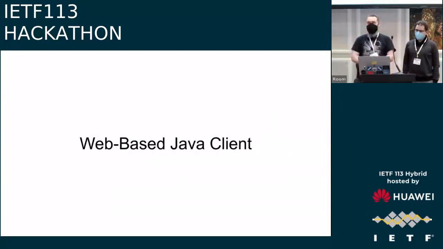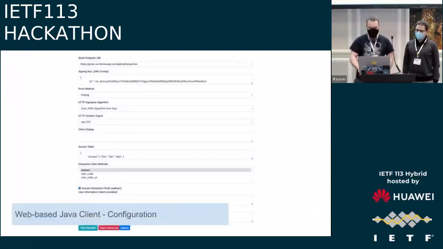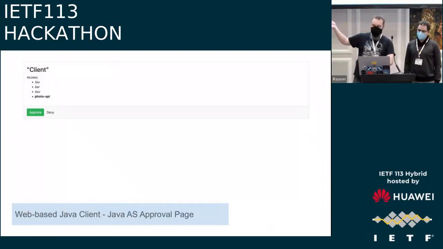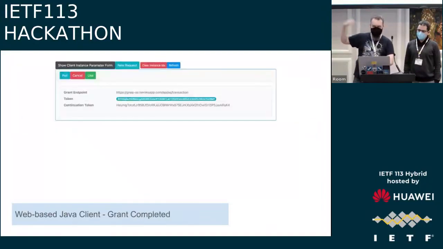And we now have a canned set of demos for all the stuff that we did. So this is the web-based Java client. A bunch of different configuration parameters for using the GNAP protocol and all the signature stuff. That creates a pending grant request, which you can then approve at the authorization server. These are two different pieces of software talking to each other.